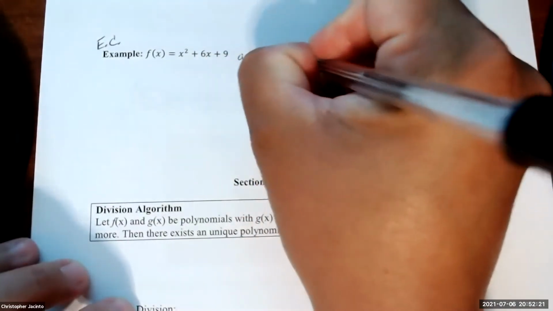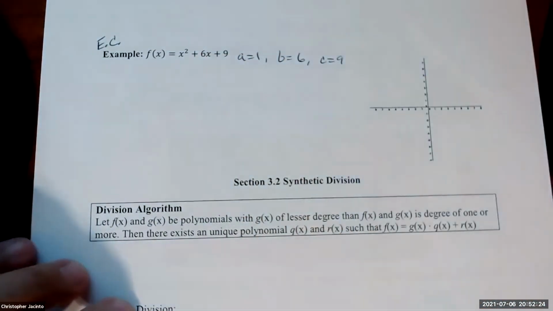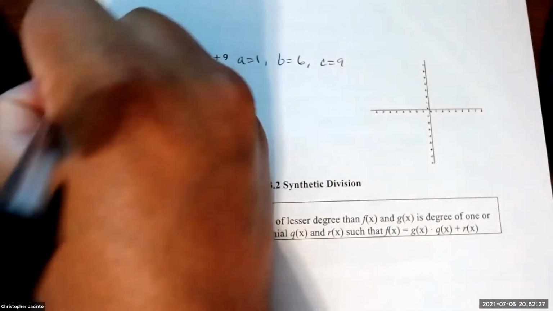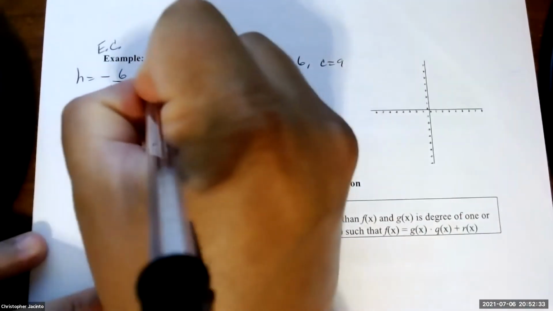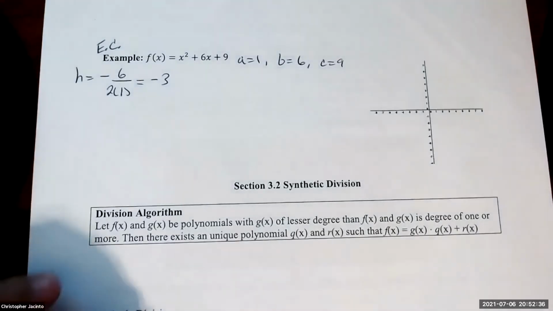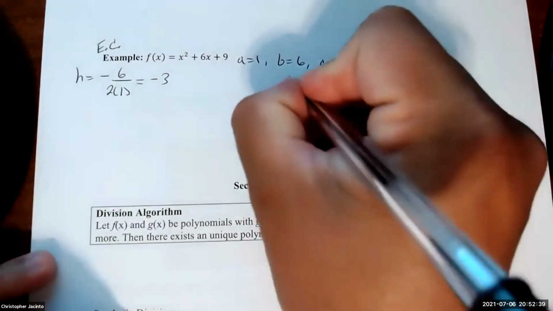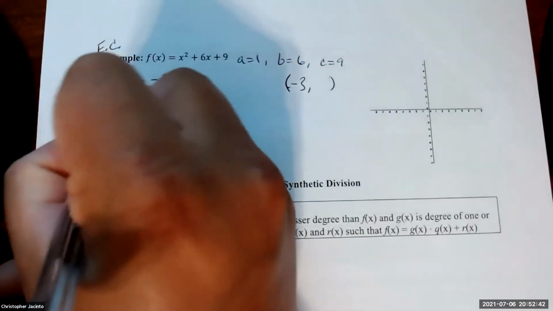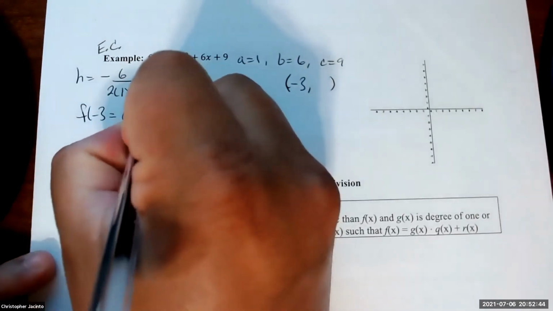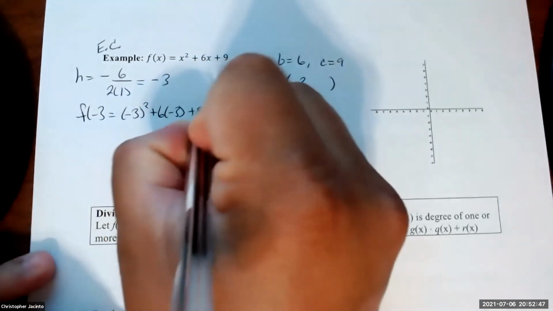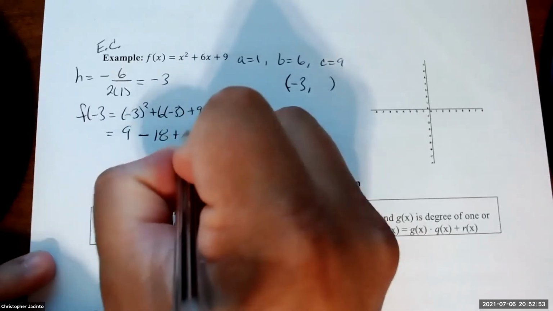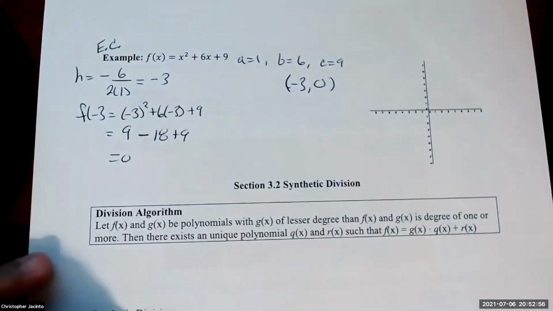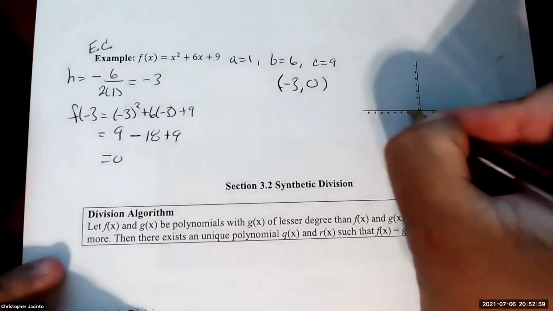So 1, 6, and 9. Our h is going to be negative 6 over 2 times 1. So that gives you just negative 3. So good. And then we just plug in negative 3 into here. So it's 9 minus 18 plus 9, and that gives you 0. There we go. So negative 3, 0. I think it's right here.